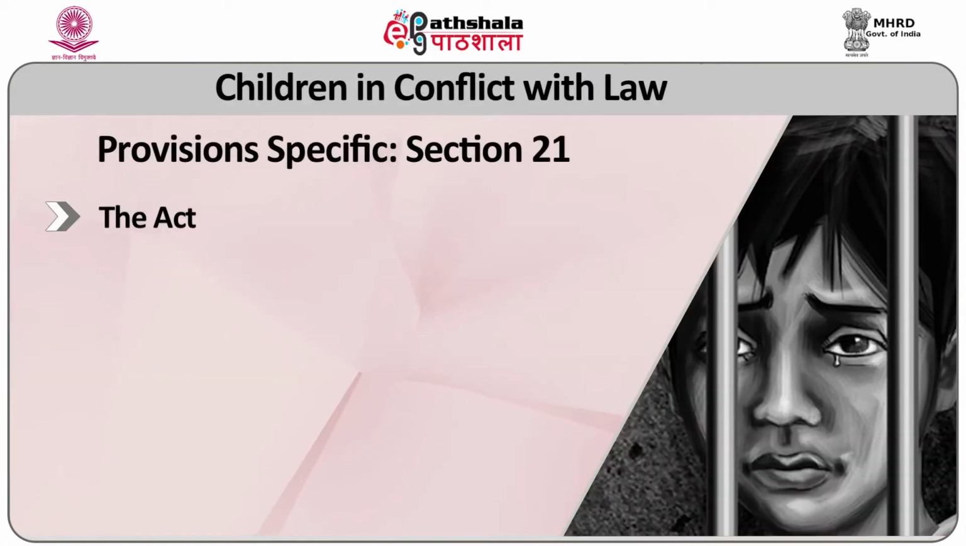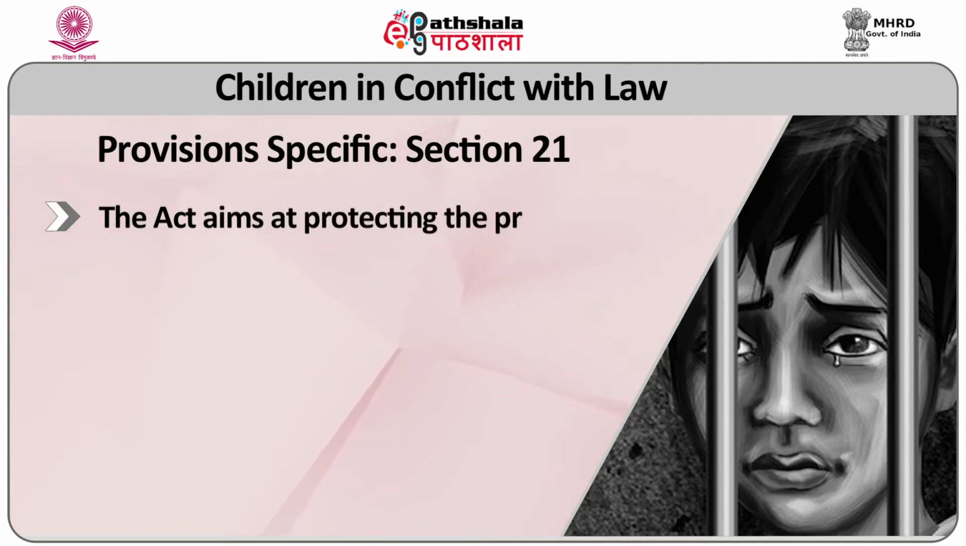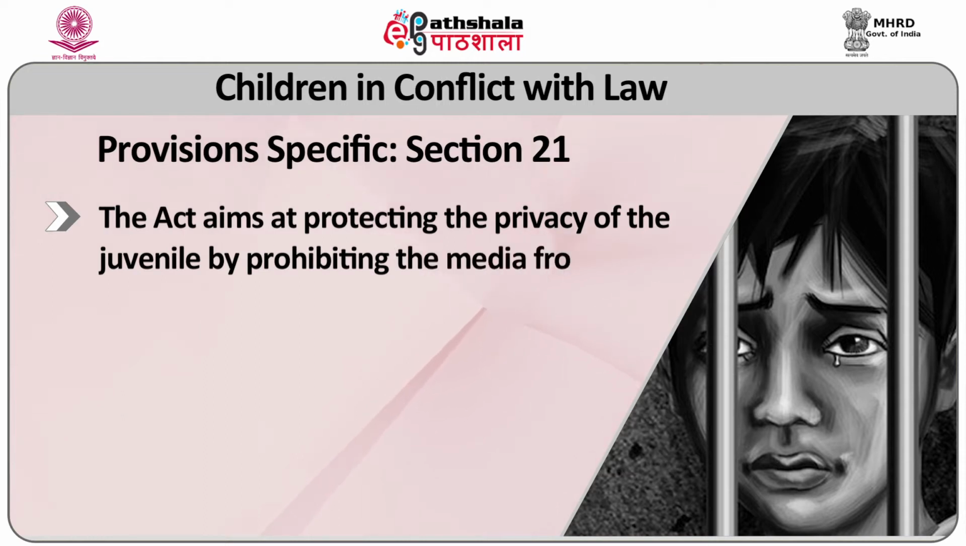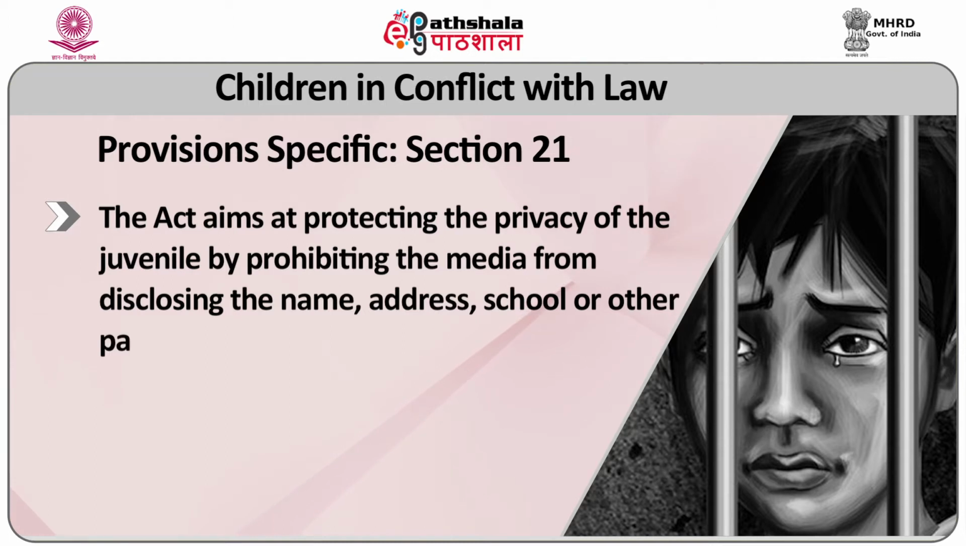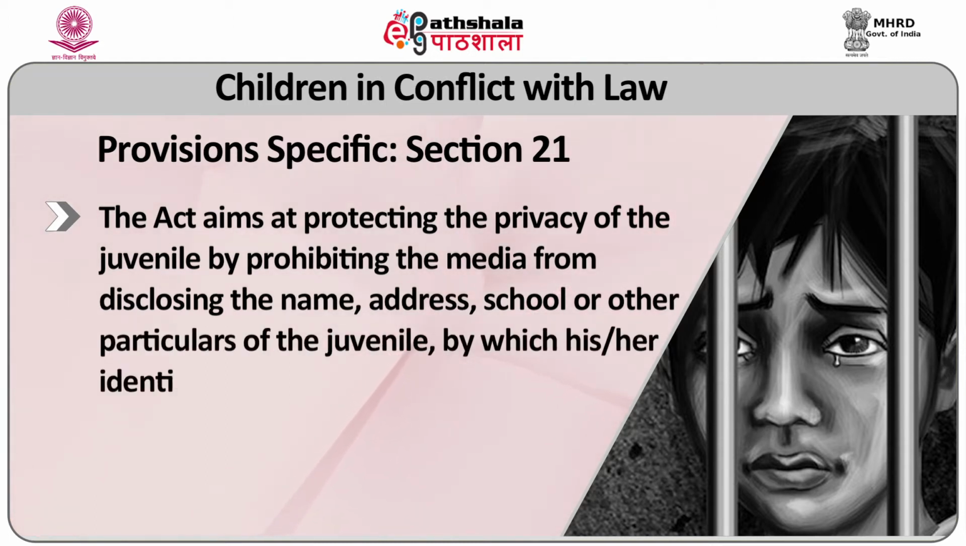The 2000 Act aimed at protecting the privacy of the juvenile for the first time by prohibiting the media from disclosing the name, the address, the school or any other particulars of the juvenile by which his or her identity may be revealed.